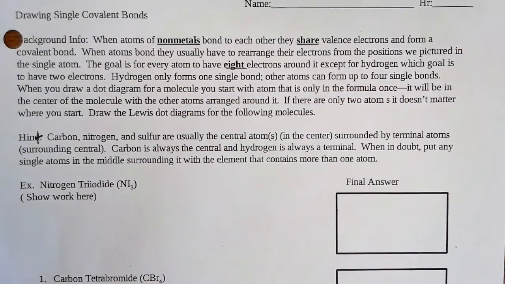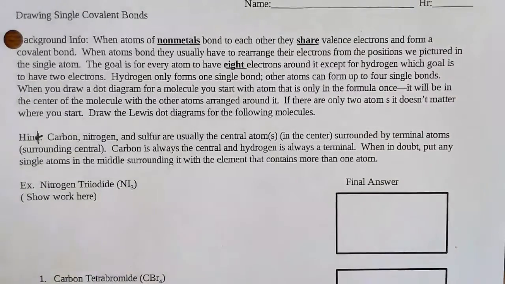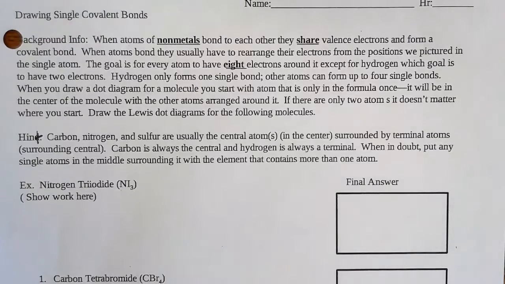But carbon, nitrogen, and sulfur are usually the central atoms, which means that they're going to be in the center of our Lewis structures, surrounded by terminal atoms, which can only bond once. Like hydrogen, for example, only has 1 electron, so it can only form 1 bond. All right, to start with, we're going to look at nitrogen triiodide.